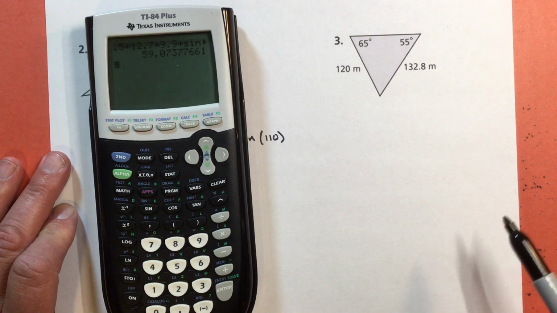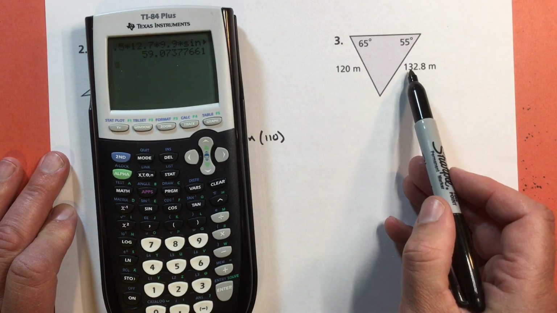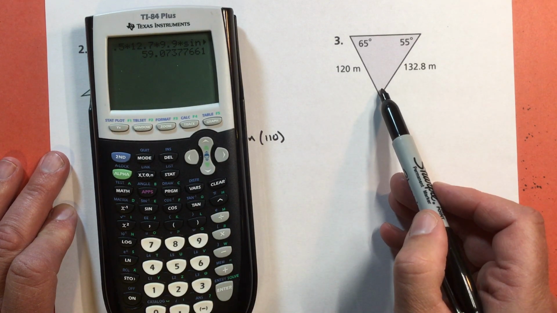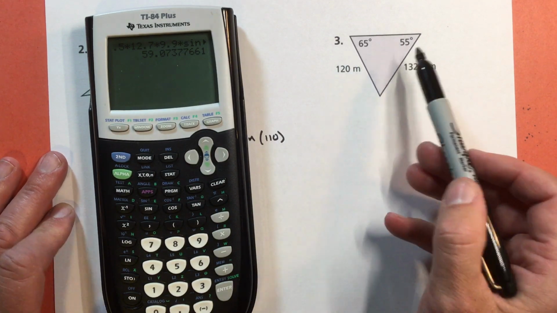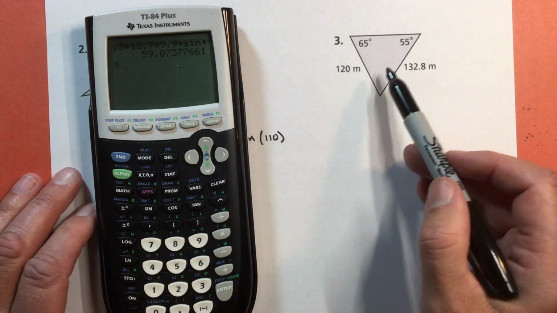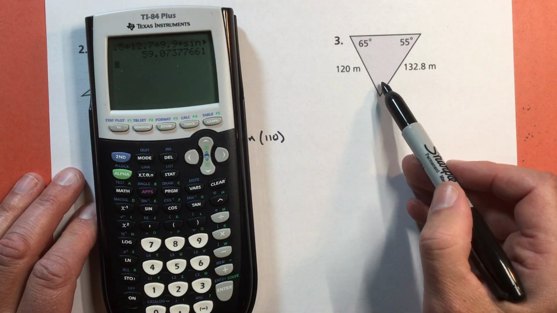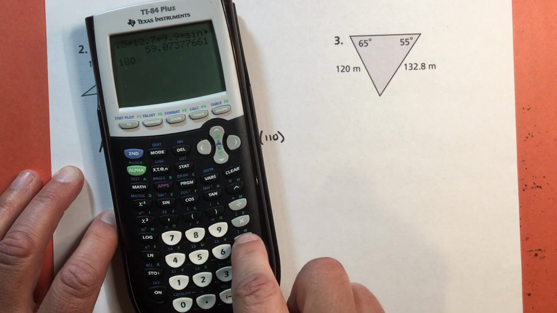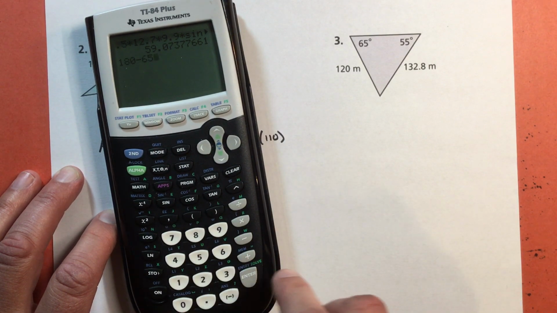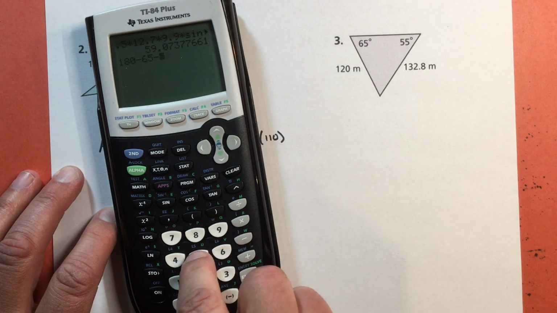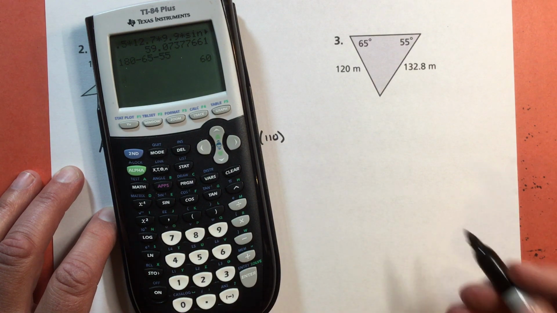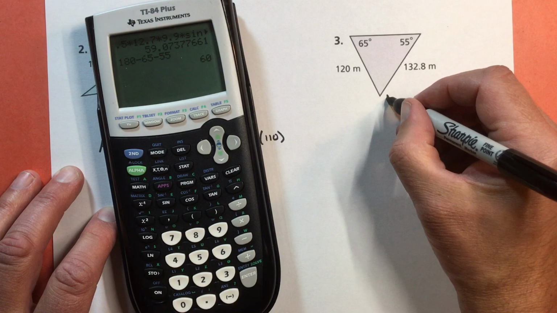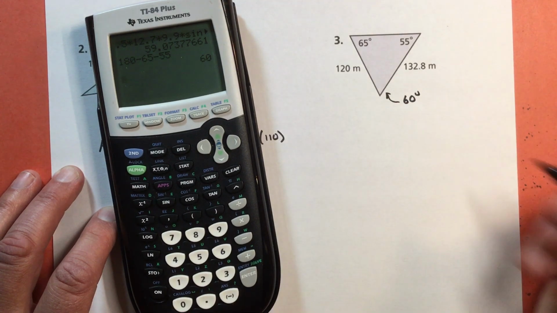Now the last one, I've got two sides and I don't have the angle between them, but I do have the other two angles. So it should be easy to figure out what the other angle is. I've got 180, I'm going to subtract 65. To be honest, you could probably do this in your head. I'm going to subtract 55. This is going to be 60 degrees.